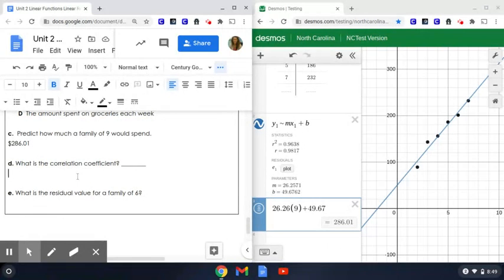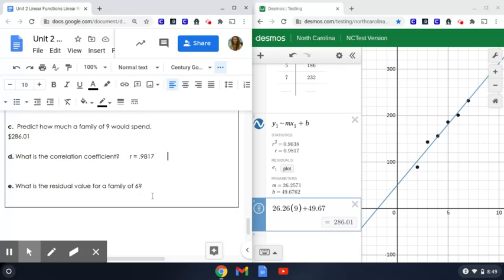All right, part D is the correlation coefficient. So the correlation coefficient is the R value, and that R value, not the R squared, but just the R value is over here, 0.9817. So that is very strong, meaning that because it's close to 1, the more people you have, the more money you're going to spend.